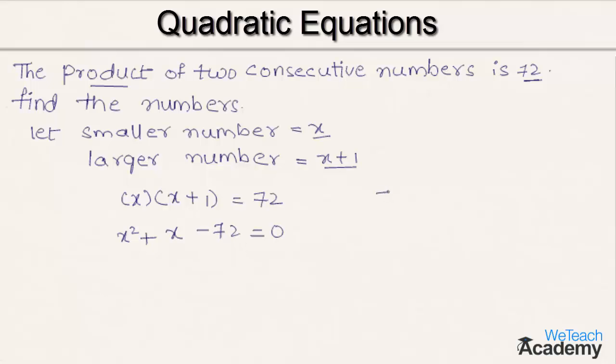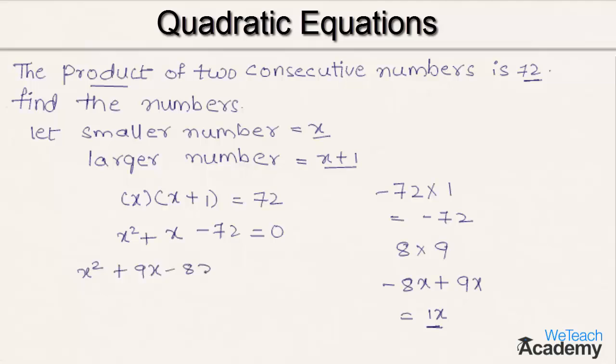Now let us factorize this. So by multiplying minus 72 and the coefficient of x square, 1, we get here minus 72. So let us write here the factors of minus 72. So first let us write the factors of 72. We have here 8 and 9. So here if we write minus 8x plus 9x, we get here 1x, which is the middle term of this expression. So we can write this expression as x square plus 9x minus 8x minus 72 is equal to 0.